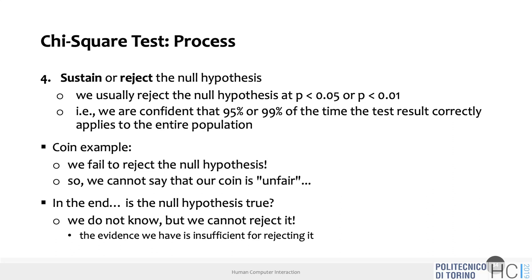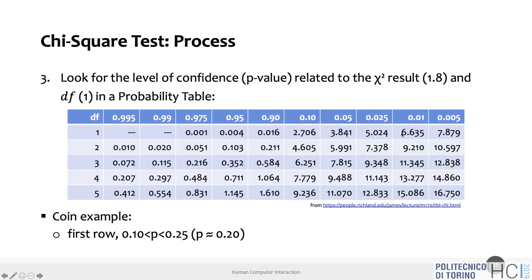So if in this table we have a number, let's say here, around 6, with 1 degree of freedom, we can say that, let me say it another way, there is just a 1% possibility that we have that number by chance. So we have a 99% possibility that it is actually a significant difference, so we can reject the null hypothesis and we can be 99% sure to say that our coin is faulty.